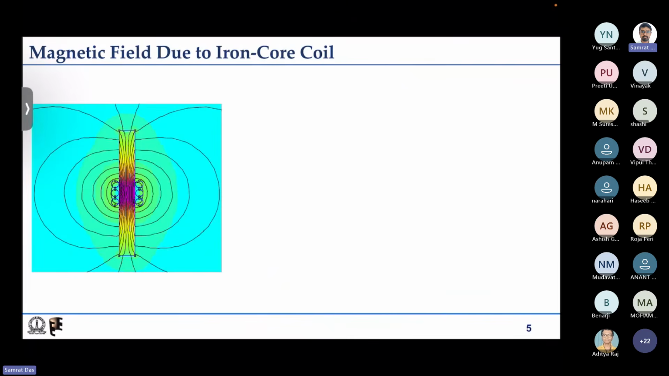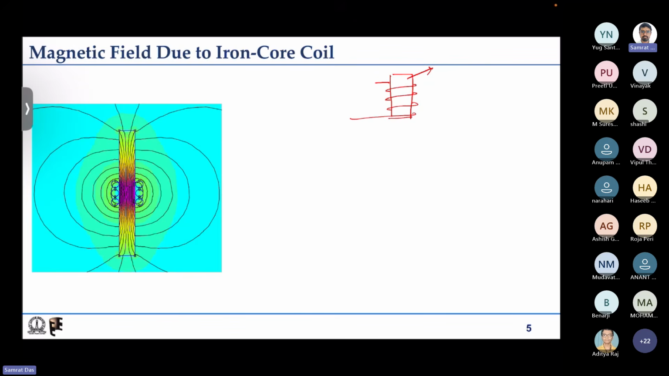Now we'll go to the case of magnetic field due to an iron core coil. So what do we mean by that? We were winding some coil around some bobbin. It is a coil like this. Earlier it was some non-magnetic material, say plastic or rubber. It can be any non-magnetic material. But what happens if we wind some conductors or some coil around magnetic material? That is the case which is shown here.